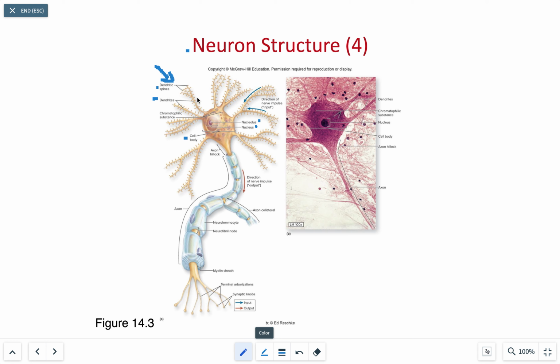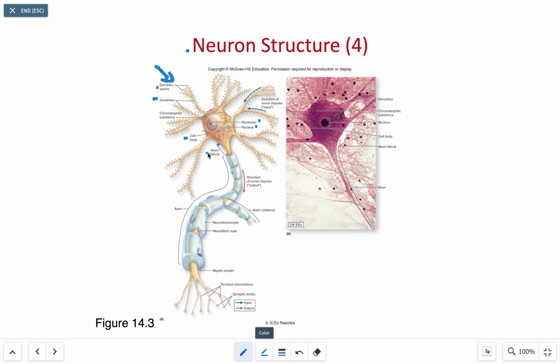So as the information is coming in, the cell body will then process the information and determine whether or not the action potential should continue. And that is going to then cross this structure called an axon hillock. It's basically an attachment of the initial segment of the axon. It does not have any chromatophilic substances, so it does not have any free or bound ribosomes.